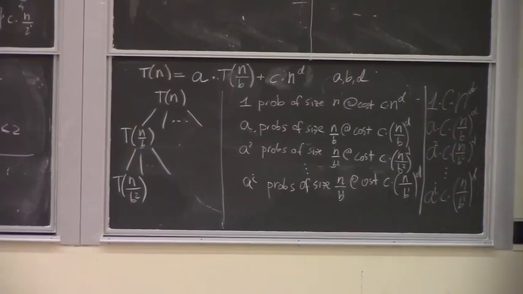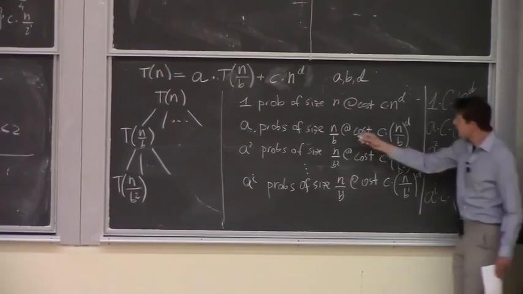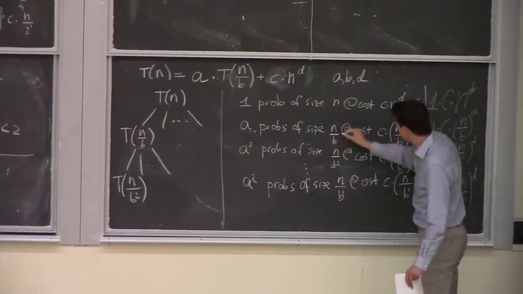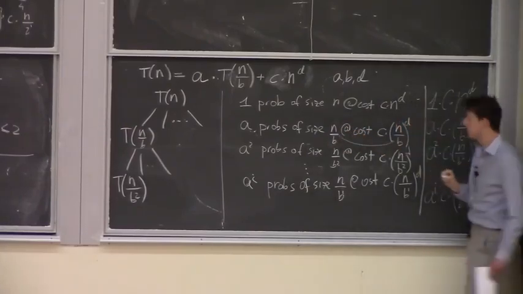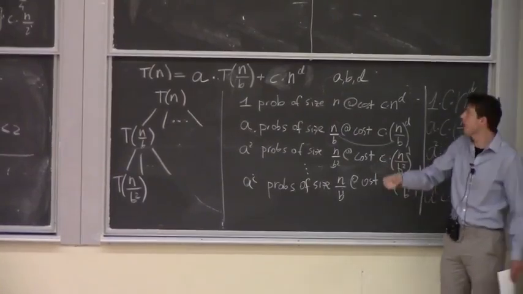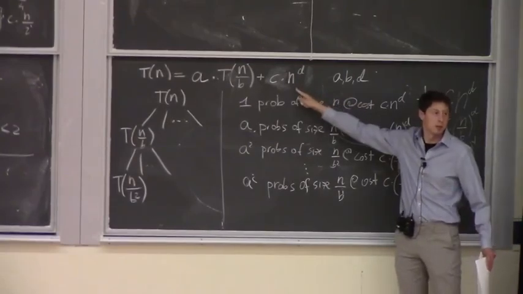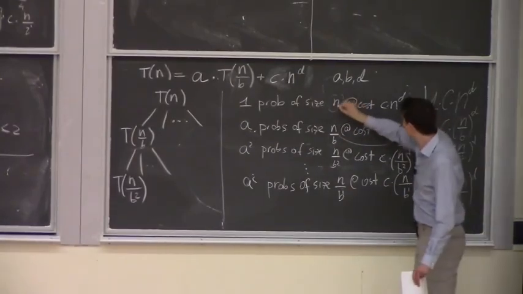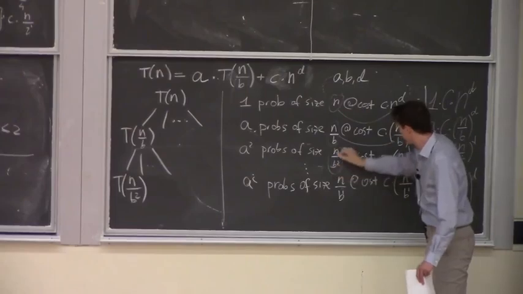Aren't you losing the n over b term? The n over b term, so it's here, right? Yeah, I mean the term in the middle, like a problem of size n over b at top. Yeah, but this size here is just influencing what I put in the parentheses, right? So I am specifying the size because I take that size and I plug it into this expression. Okay? That's the connection.